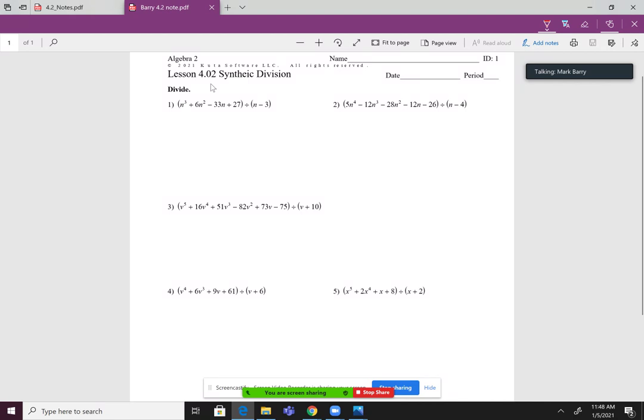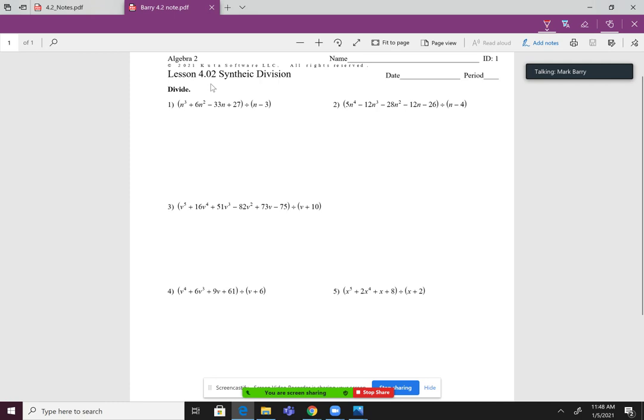4.2, which implies that we skipped 4.1, which we did, okay? Let me tell you what 4.1 is. 4.1 is called the long division, and it's like this process that's very difficult and it takes forever, okay? And then they teach you that, and then they teach you this thing, 4.2, called synthetic division, which pretty much does the same thing, but it's way easier.